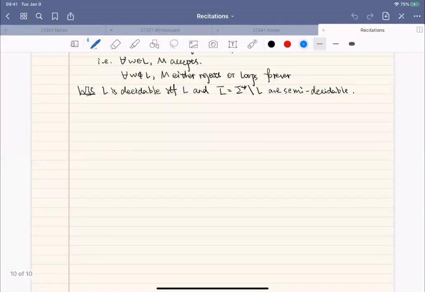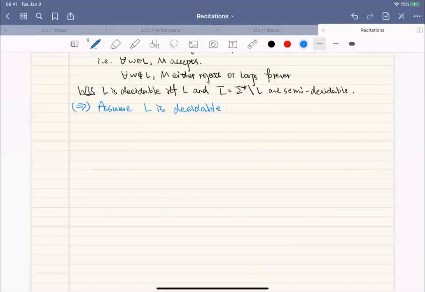What we want to show in this question is that L is decidable if and only if L and its complement are semi-decidable. Because it's if and only if, we show it in two directions. The first direction is we prove that if L is decidable, then both L and L complement are semi-decidable. Our assumption is that L is decidable.